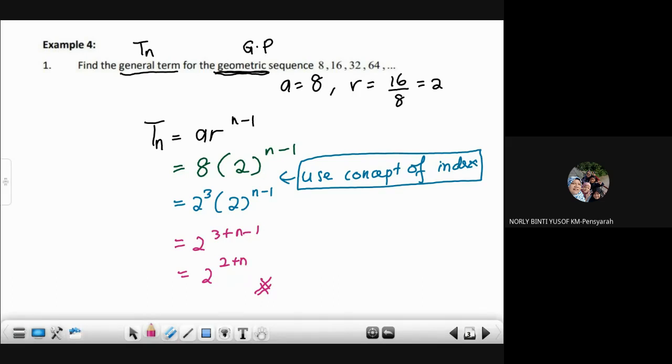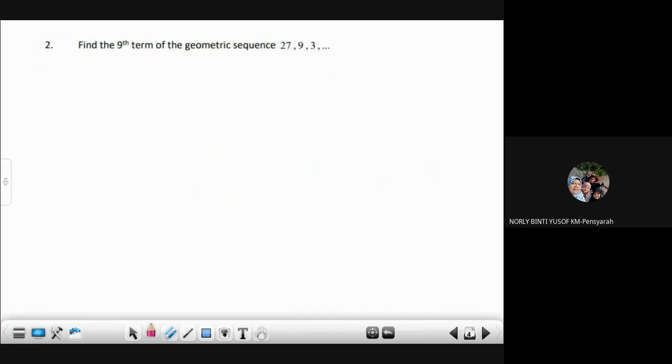It's different from arithmetic. Arithmetic is okay because it's linear, so you just solve it. Okay, so that is the first example. Then we look at the second example. Find the 9th term. So 9th term means T9. It's still a term, not the sum. So T9.